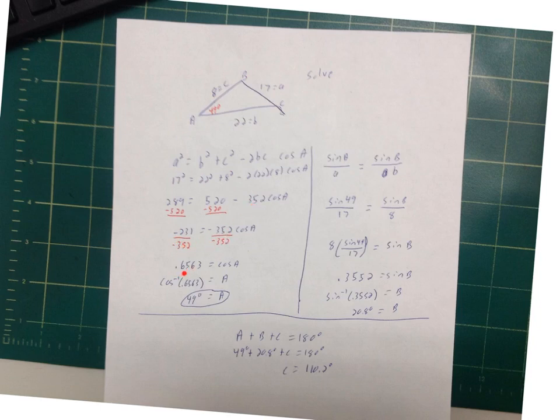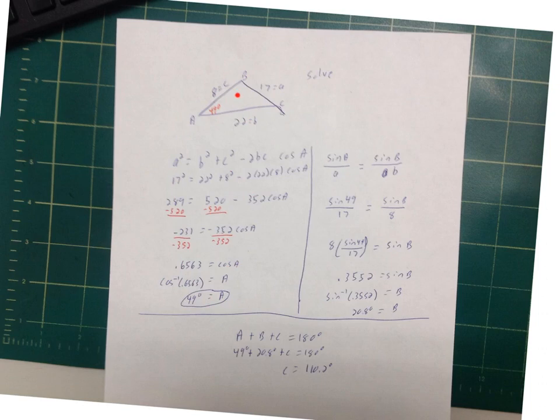So I end up with 0.6563 equals cosine of A. I take the inverse, make sure my calculator's in degree mode if you want your answer in degrees. So you take the inverse cosine of 0.6563 with the calculator, I get 49 degrees when I round it to the nearest tenth. So that gives me this angle.